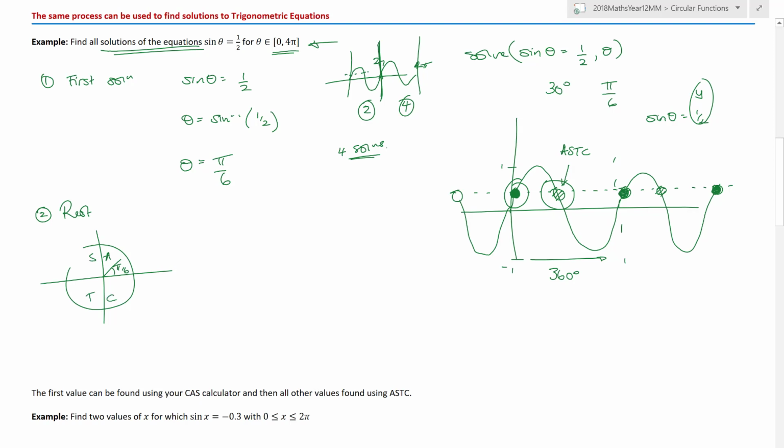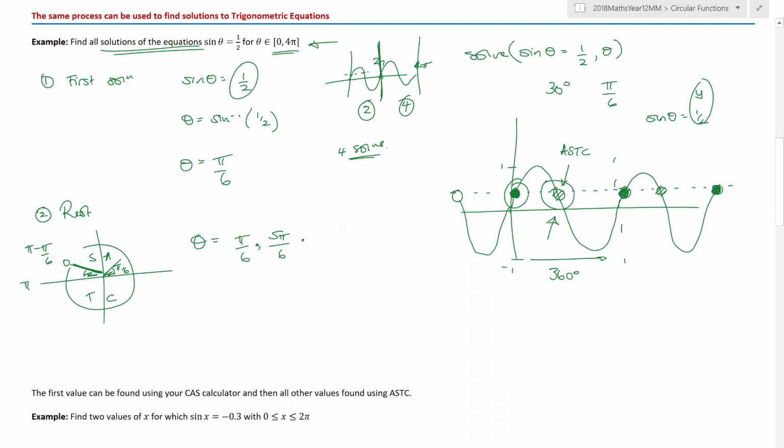The only other place that sine is positive, and it's got to be positive because it's positive a half, is going to be here. I know that this value here has to be pi on 6. I know that's pi, and that this is not quite pi. So to get to this value here, I'm going to do pi minus pi on 6, which gives me 5 pi on 6. So my first solution was pi on 6, and my next solution, the one here with the shaded lines, is 5 pi on 6.